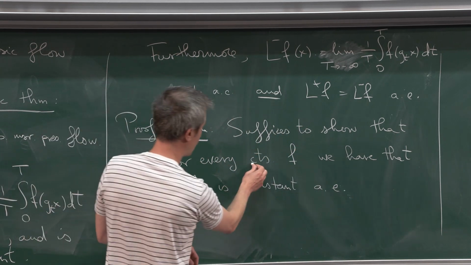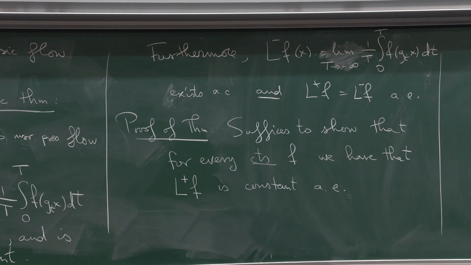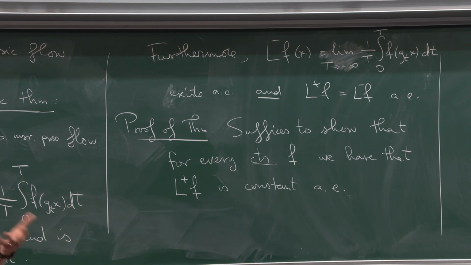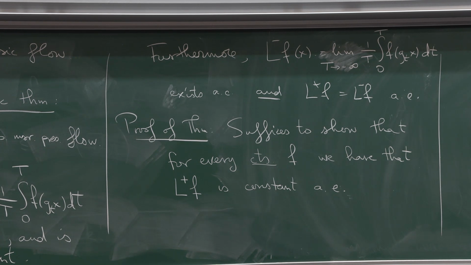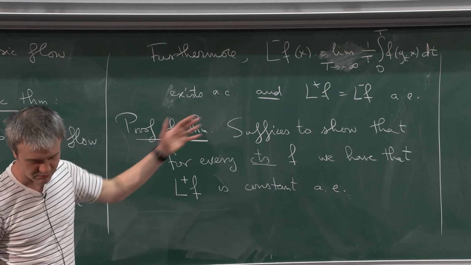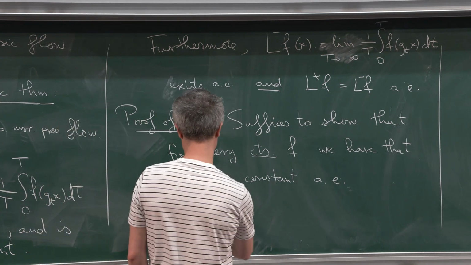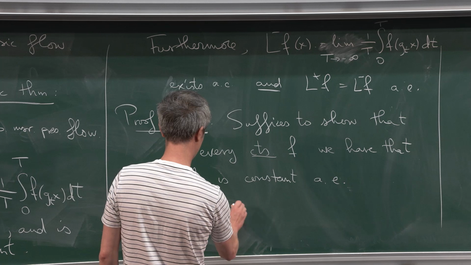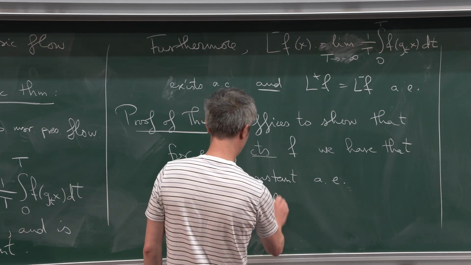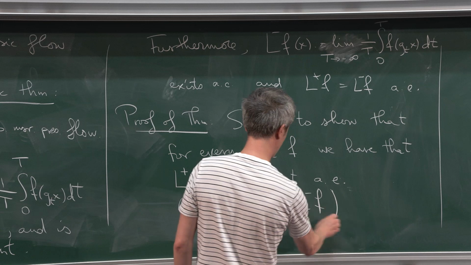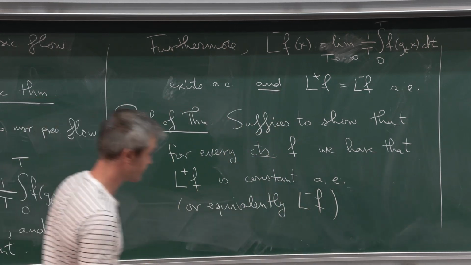So I added here this convenient assumption of continuous because if your ergodicity failed, you could find a continuous function which had different averages with respect to the two different measures. So the two different pieces that you could decompose. So this is kind of a little cheat that will help a little bit in a moment. So this is importantly equivalently L minus of f.